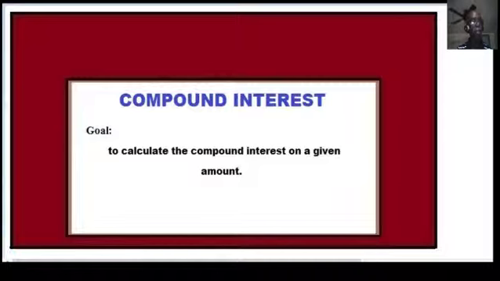This is not a detailed lesson, it is for revision purposes, to remind you of the topic, and then we look at practice problems. The goal of this lesson is for you to be able to calculate the compound interest on a given amount of money.